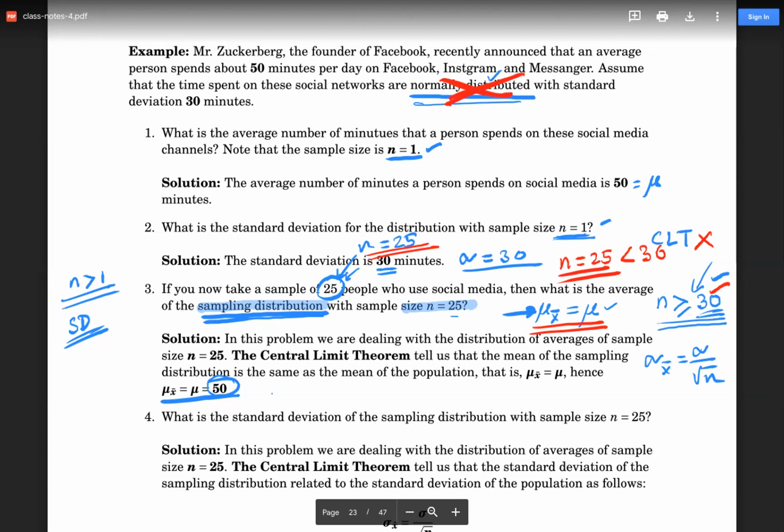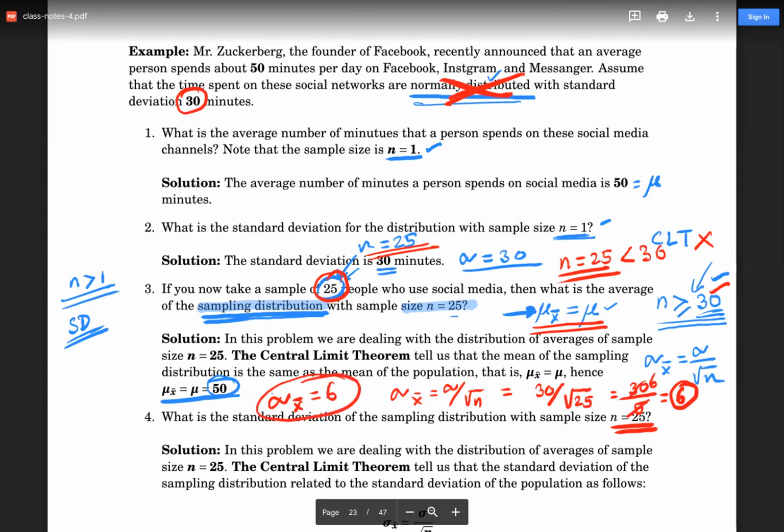Now, what is the standard deviation of the sampling distribution with sample size 25? It's easy. It's going to be sigma sub x bar equal to sigma divided by the square root of the sample size. Sigma of the original population is given, which is 30, divided by the square root of the sample size, which is 25. 30 over square root of 25 is 5. 5 goes into 30 6 times. So the standard deviation of the sampling distribution, sigma sub x bar, is equal to 6.